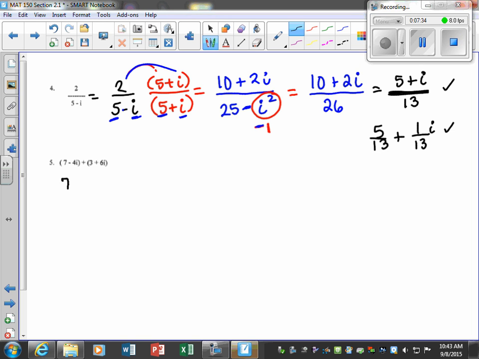Okay, number 5, so let me rewrite this so you can see it. 7 minus 4i plus 3 plus 6i. Just basic addition operation. So let's add the real parts, add the imaginary parts, and we simply get 7 plus 3 is 10. Negative 4i plus 6i is going to be 2i.